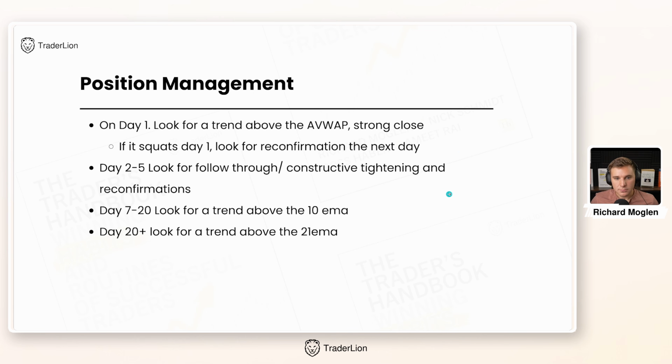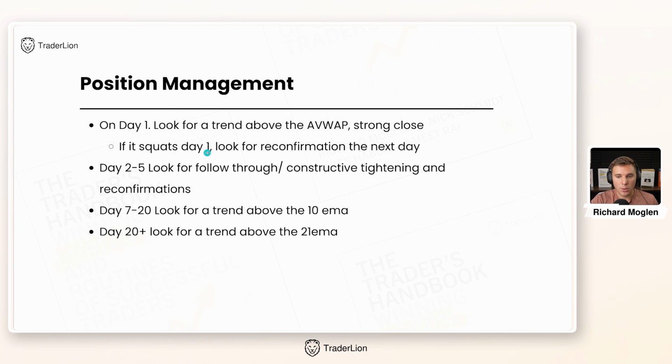All right. So getting into position management, I'm going to be doing a webinar completely on this, and I've done some in the past, so this won't be really the focus. But after the entry on day 1, so the day that you enter, what I'm looking for is a trend above the daily anchored VWAP, where you anchor it from the day's open. Ideally, we close right near the top of the day's range, ideally up a few percent from your entry.